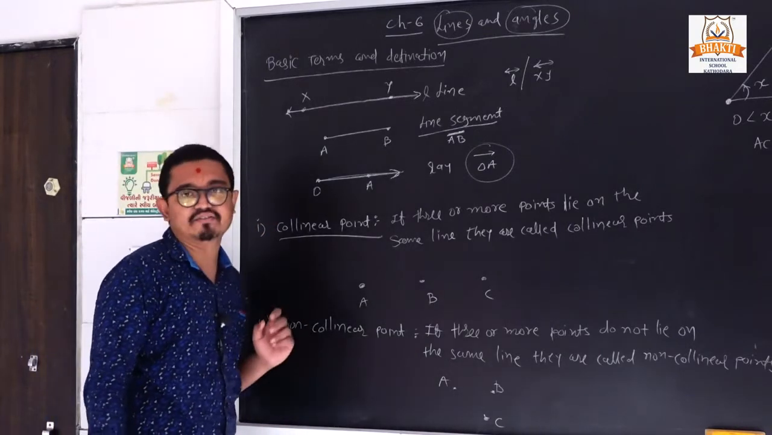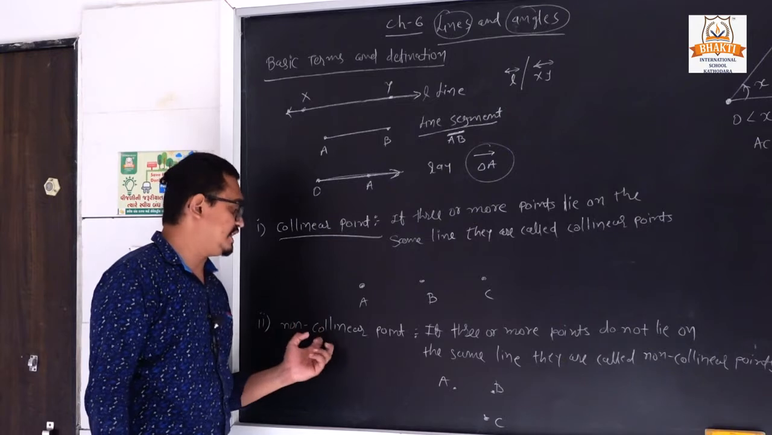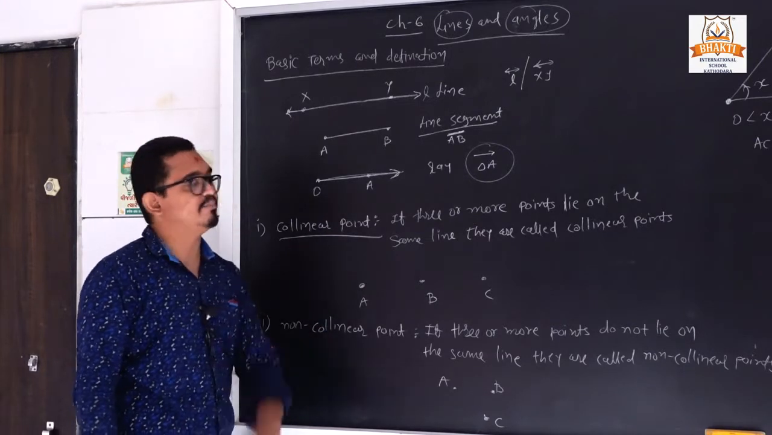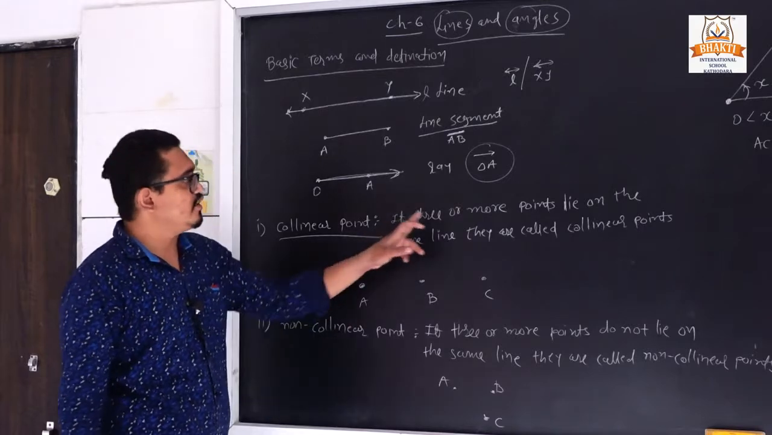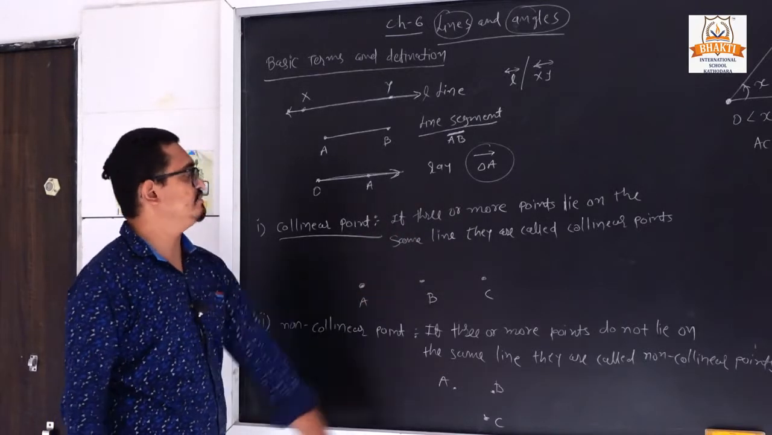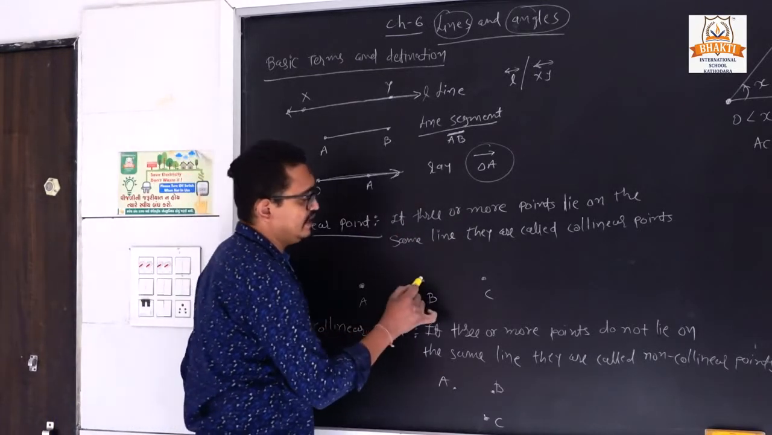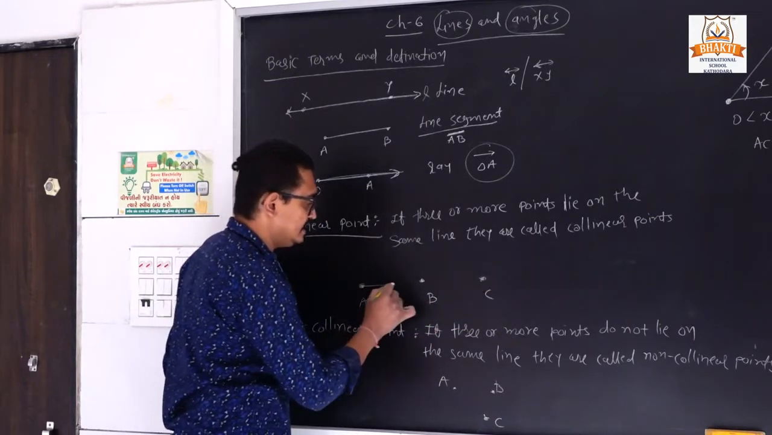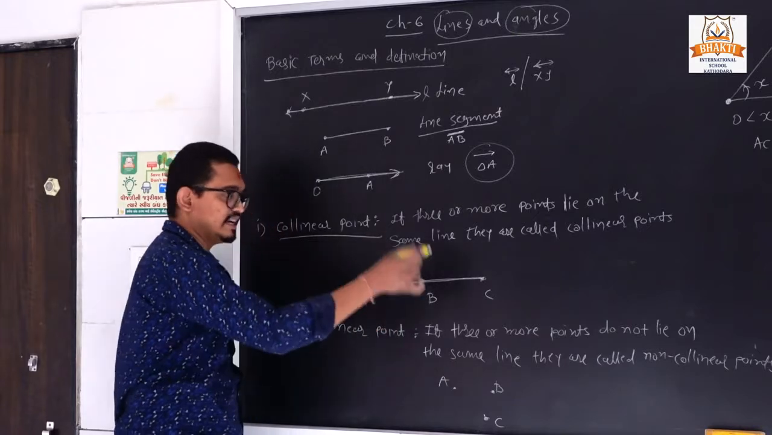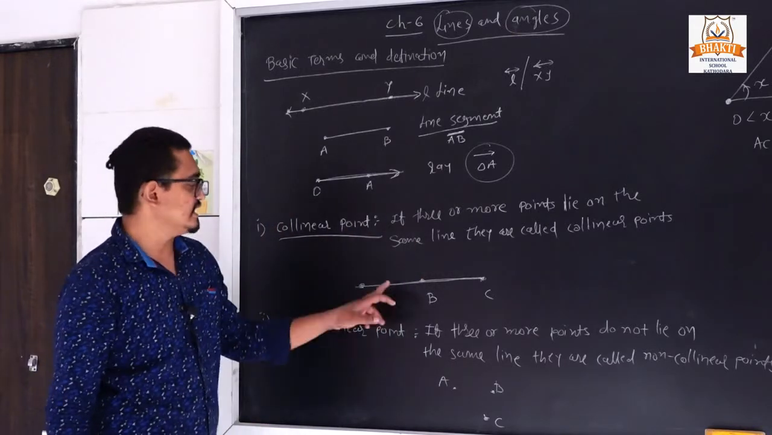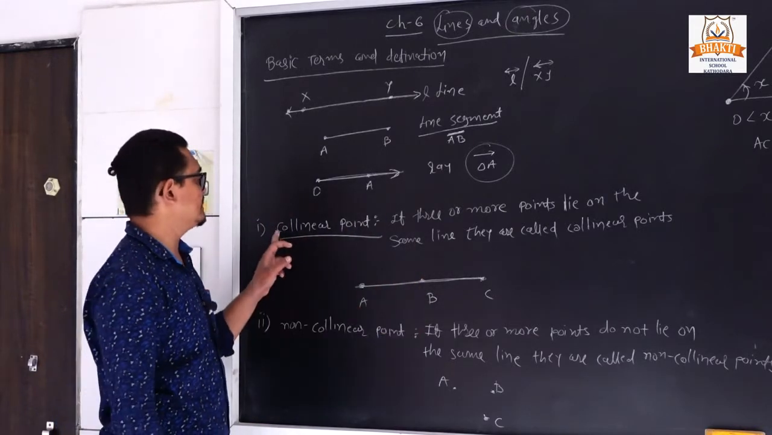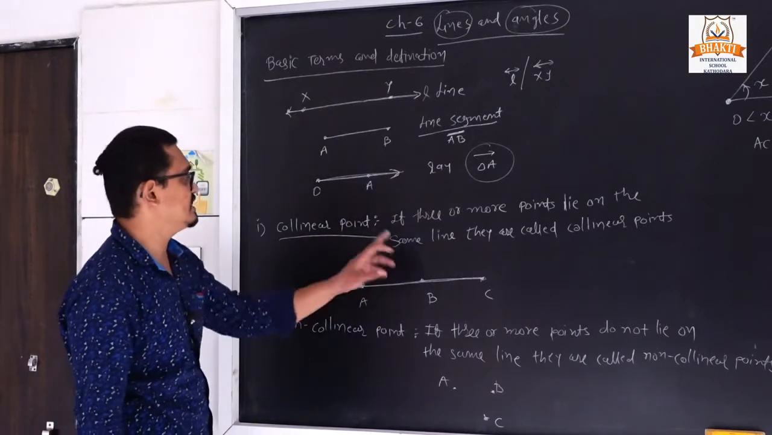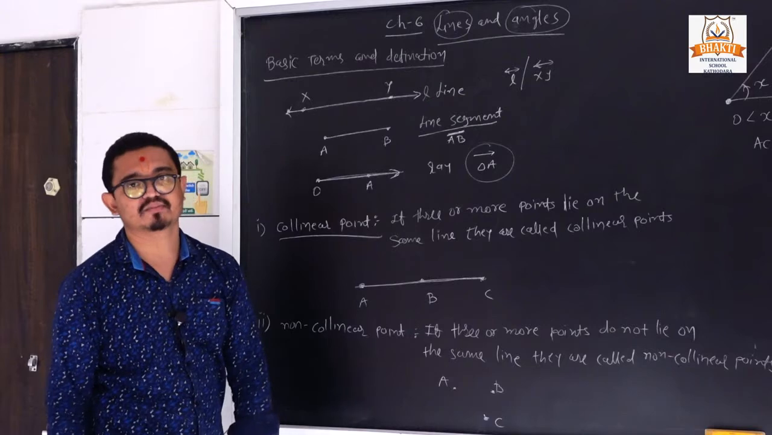Now we have two more definitions, collinear points and non-collinear points. In collinear points, what happens? Three or more points lie on the same line. See that we have 3 points A, B and C, and they are on the same line, they are creating one single line. So this kind of points is known as collinear points. Here 3 or more points lie on the same line, so they are called collinear points.